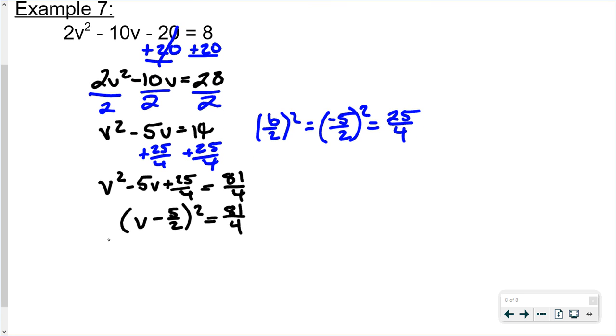So now we're going to take the square root of both sides. So I have v minus 5/2 equals the square root of 81/4. I have to round this. Actually, I don't. It comes out to 4.5, and I didn't round that. And don't forget, positive or negative. So now we'll split this.